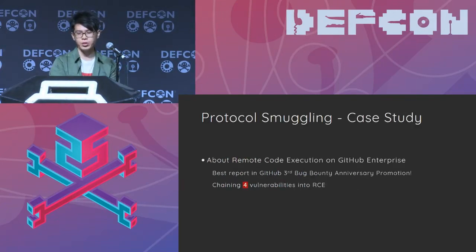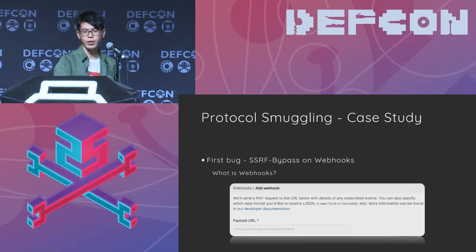In this case, I will show you a beautiful exploit chain that turned 4 vulnerabilities into a critical remote code execution. It also won the best report in GitHub's 3rd Bug Bounty anniversary. While playing GitHub Enterprise, I noticed there is an interesting feature called webhook. Webhook can define a custom HTTP callback when specific Git commands occur.